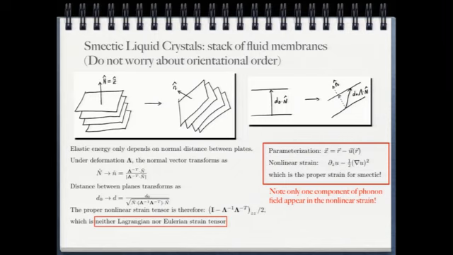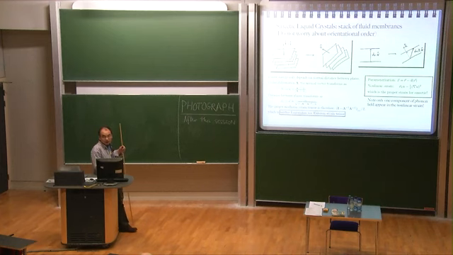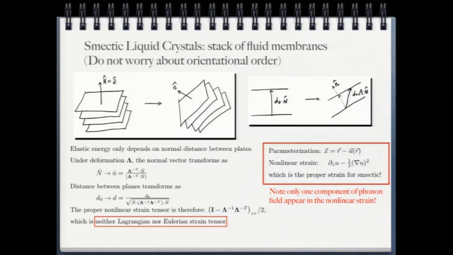You find the new distance d, which is given by d naught divided by the square root of a certain bilinear form. Be careful here, because the matrix appearing inside the bilinear form is lambda inverse times lambda inverse transpose. This is neither the Lagrangian strain tensor nor the Eulerian strain tensor. That's a different object. So the proper nonlinear strain must be given in terms of this particular matrix.